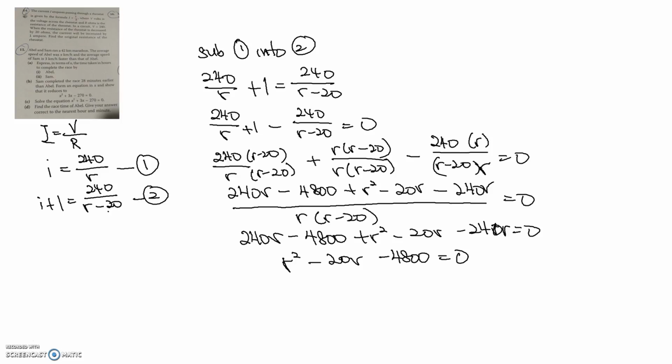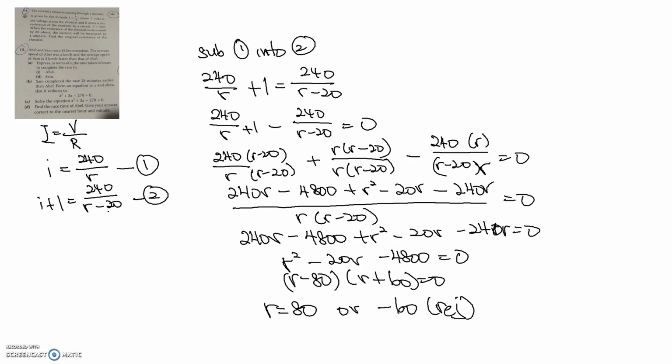Basically what we're going to do is factorize this. R minus 80 times R plus 60 equals 0, and R equals 80 or minus 60. Now we need to reject this term, because a resistance would not be negative 60. So therefore, the original resistance was 80, I think amperes, is that right? No, 80 ohms. Okay, and that's how you do it.